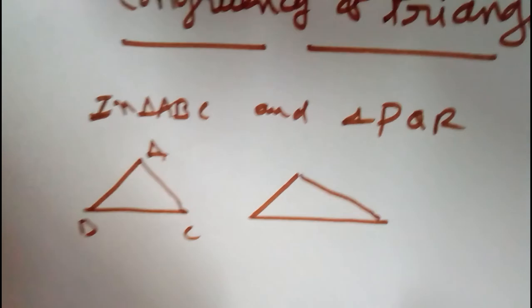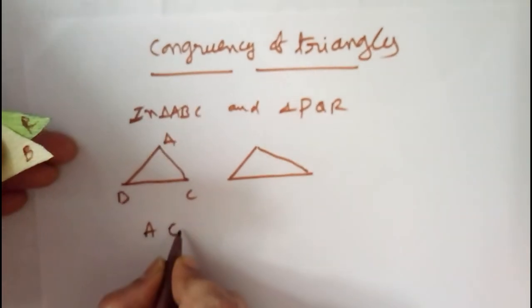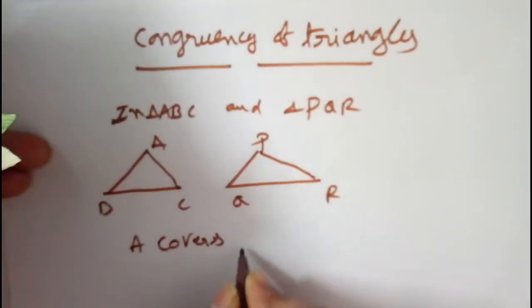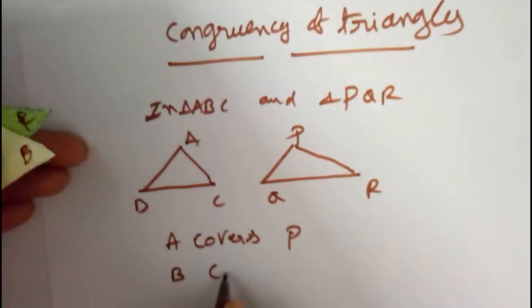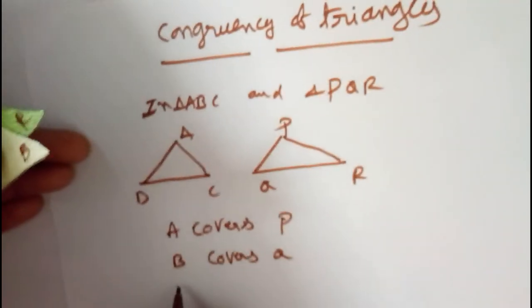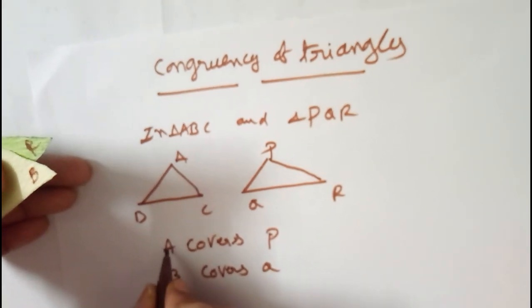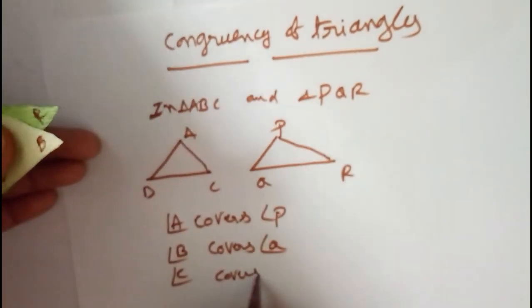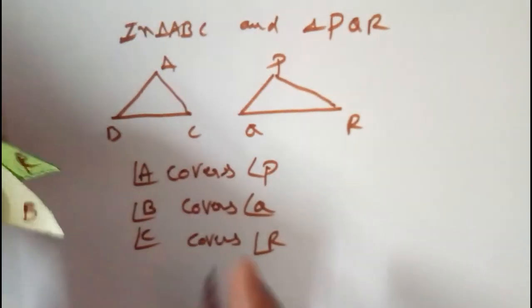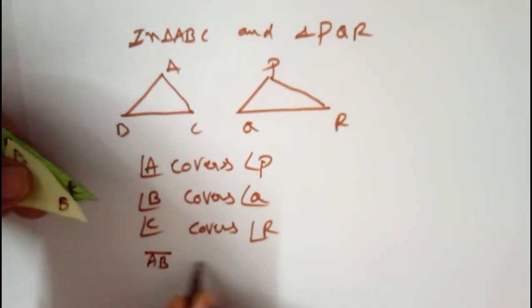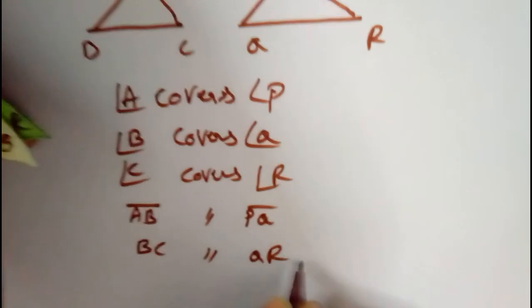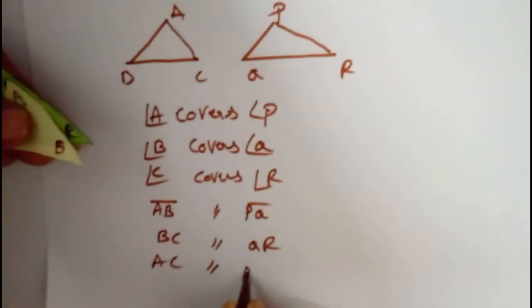A coincides with P, A coincides with P, or we can write A covers P, B covers Q, C covers R. What is angle A covers angle P, angle B covers angle Q, angle C covers angle R. The side AB covers side PQ, side BC covers side QR, side AC covers side PR.